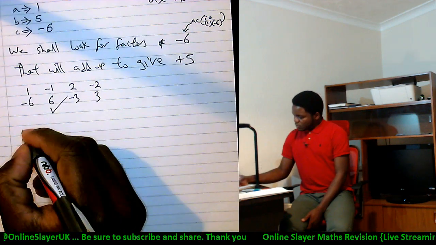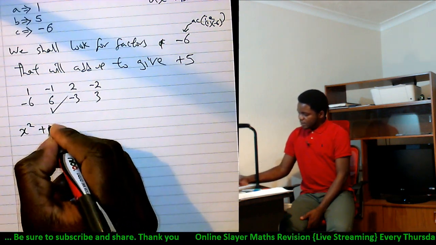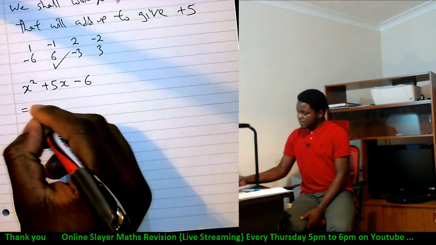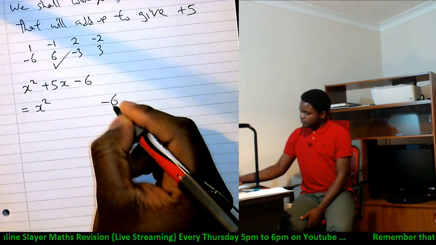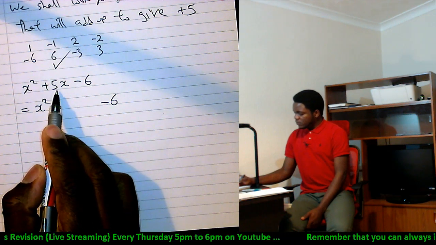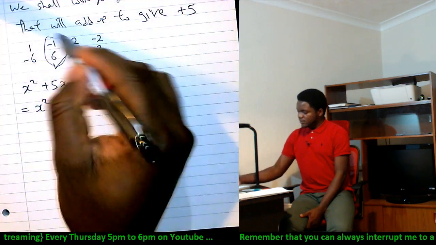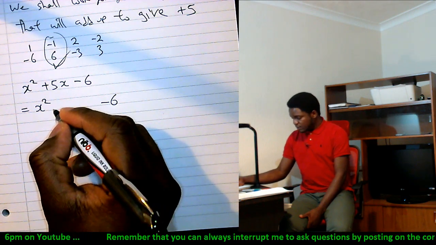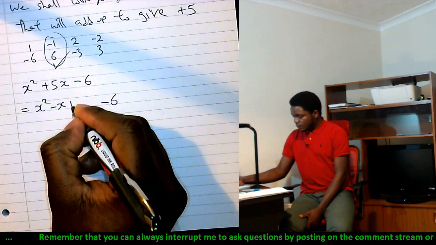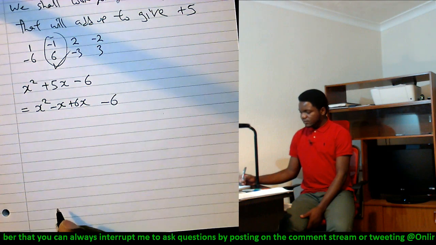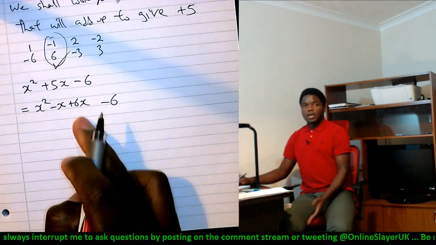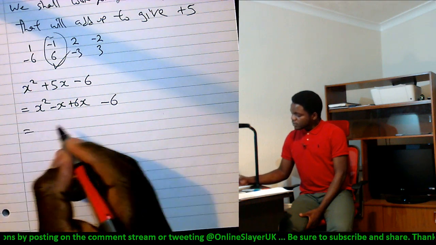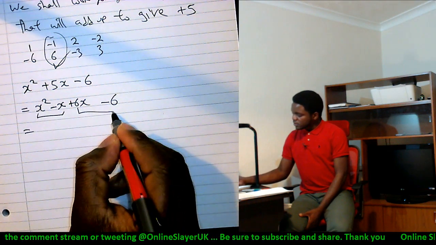So we go back to the question and say, therefore, x squared plus 5x minus 6 can be rewritten as x squared minus 6. Now, plus 5 will be broken down into this guy, right? So minus 1x plus 6x. So that is minus x plus 6x. Have we changed the question? No. We're fine.